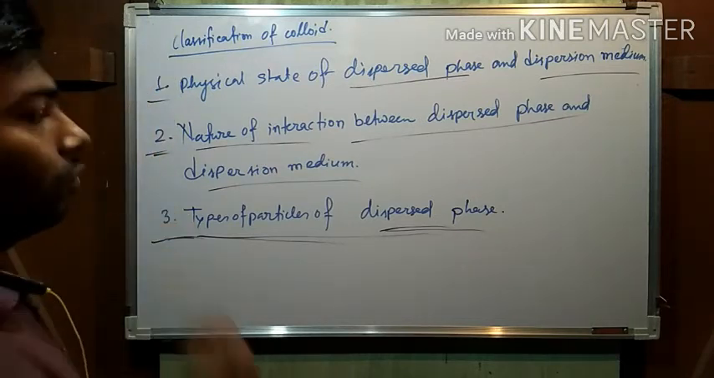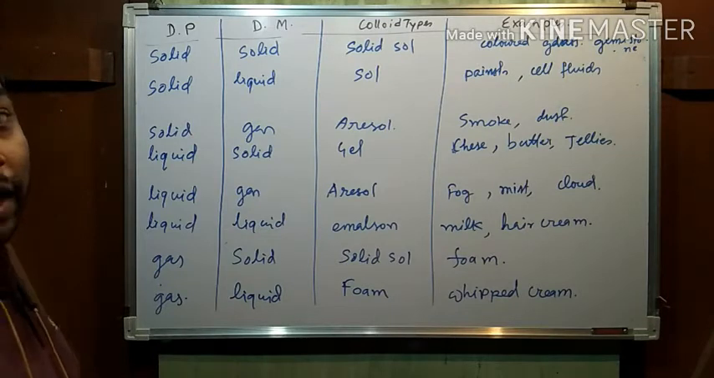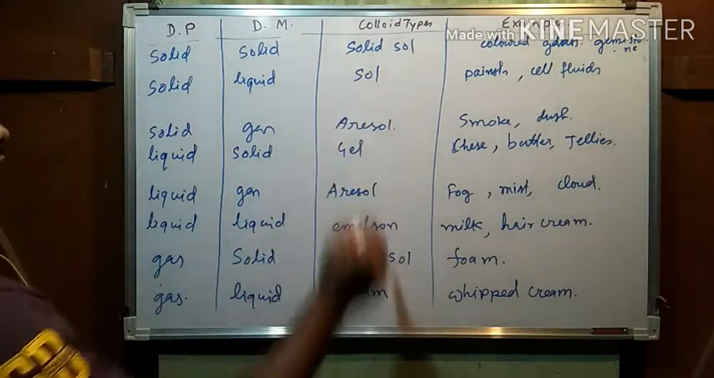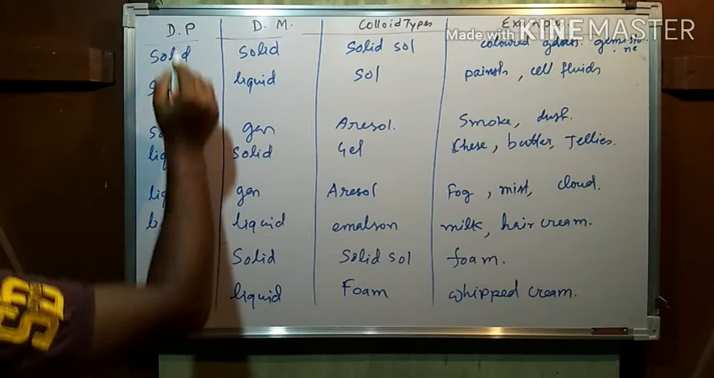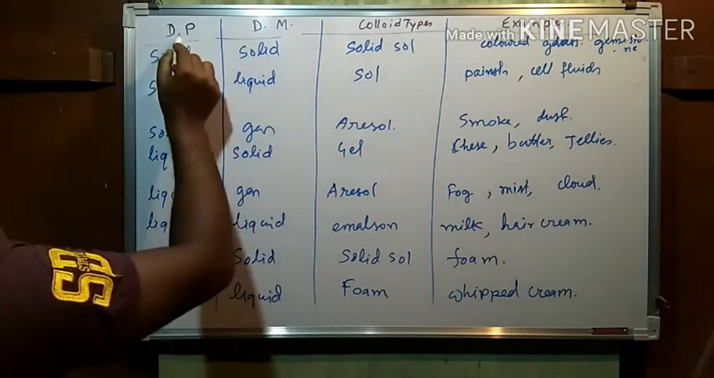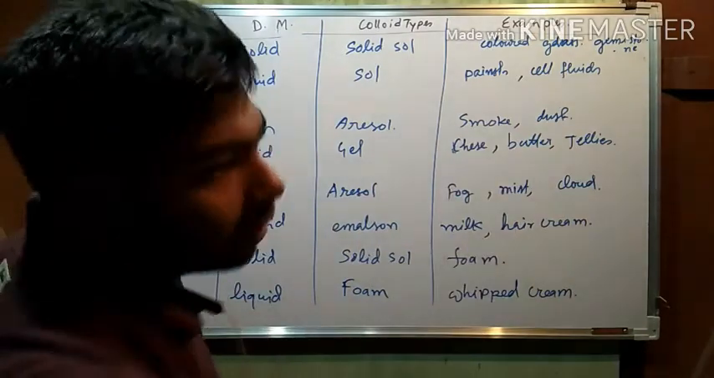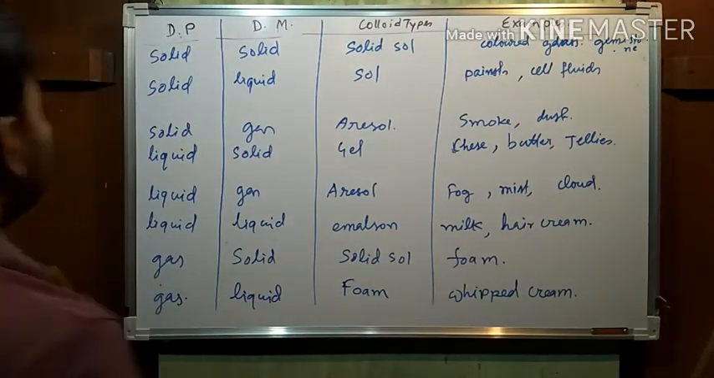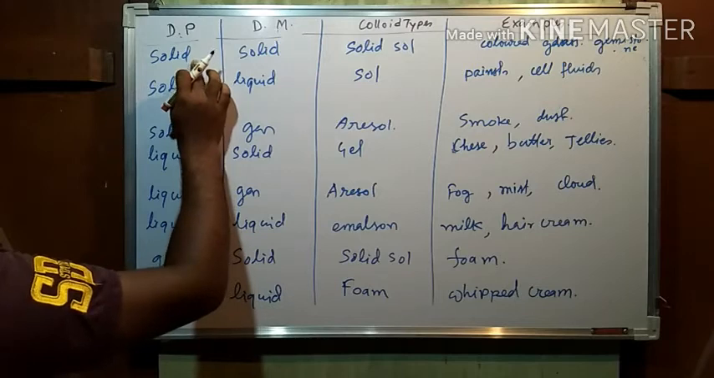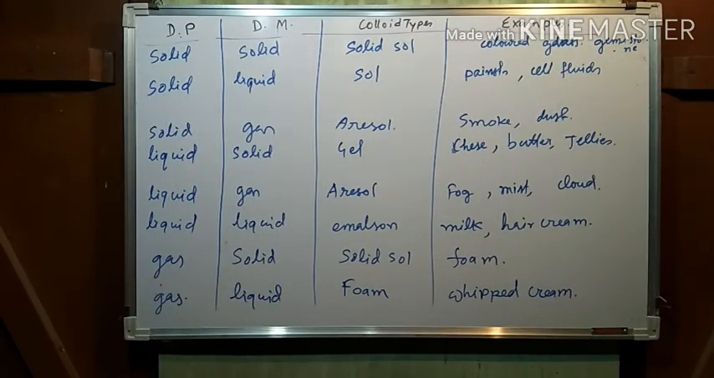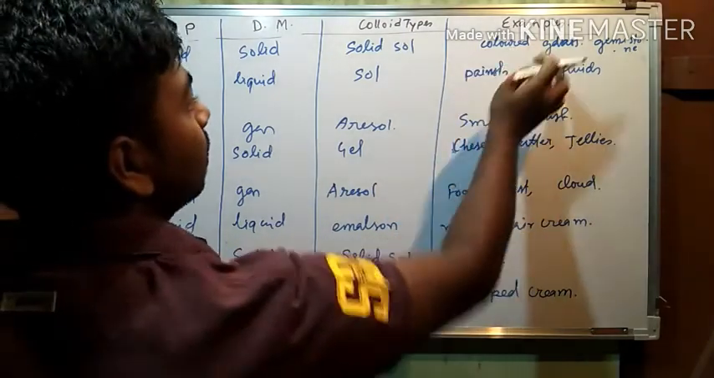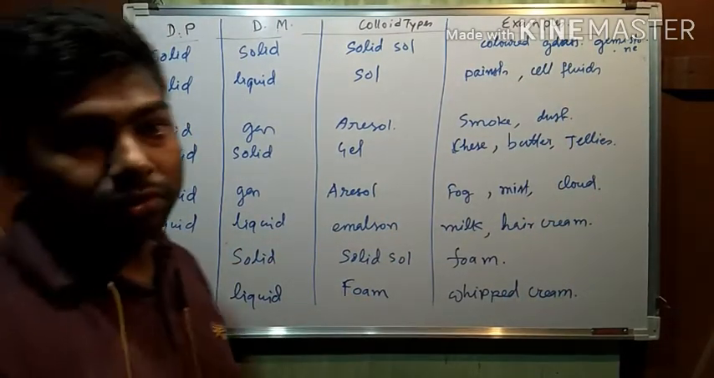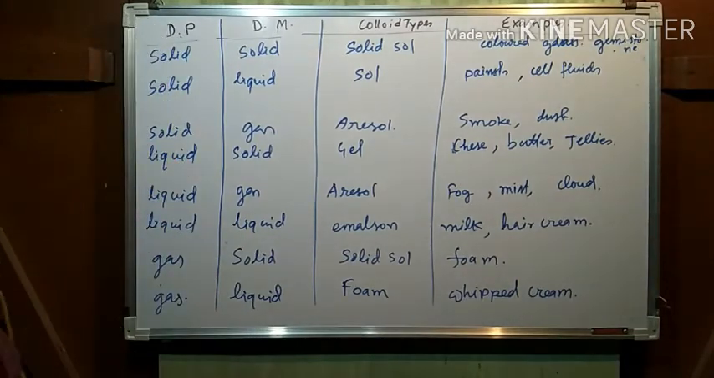Now see, first, based on the dispersed phase and dispersion medium, sols are classified into different categories. Here we have the dispersed phase, dispersion medium, types of colloid, and a few examples. First, if the dispersed phase is solid and dispersion medium is solid, then the type of colloid is known as solid sol. Remember, it is sol, S-O-L. The examples are colored glass and gemstones.